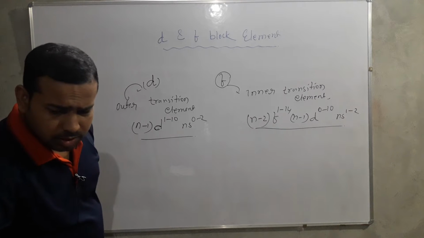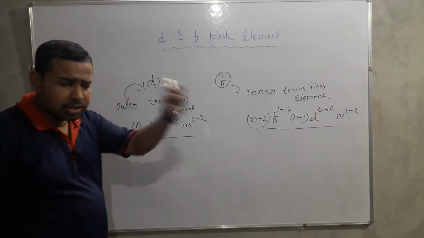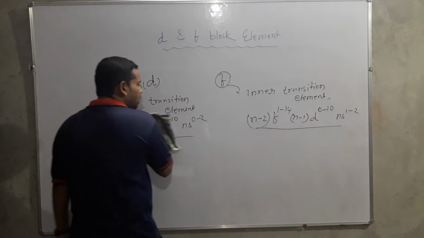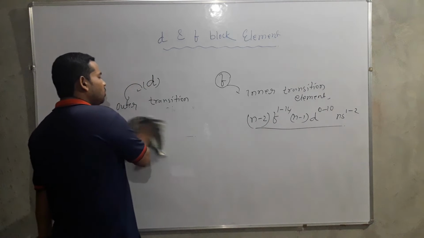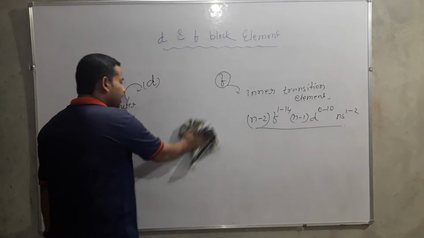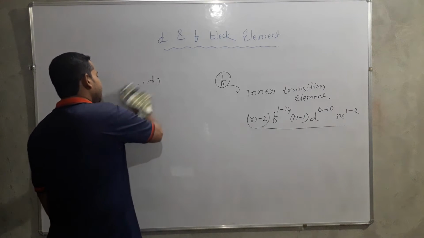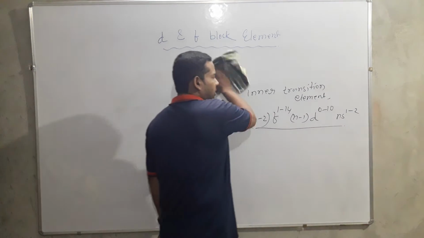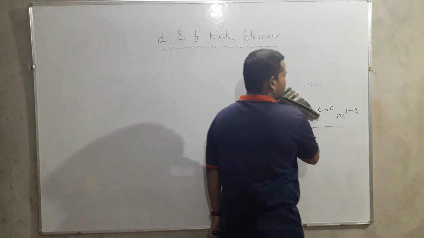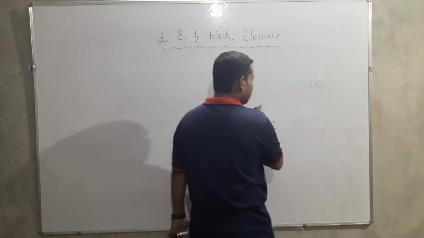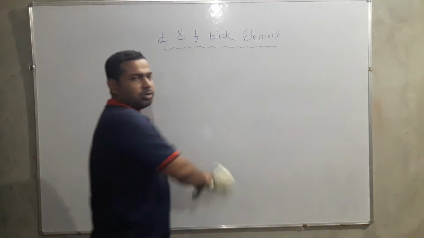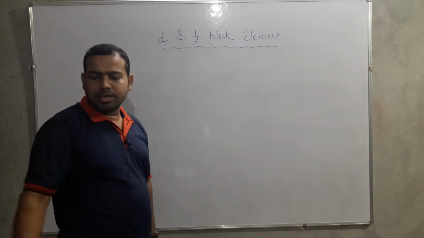Another thing: what is a transition element? What is the definition of a transition element? Transition elements are those elements which have incompletely filled d orbitals, that is d orbital, not f. For the f block, that is f orbital. So d1 to d9 configuration is known as a transition element.